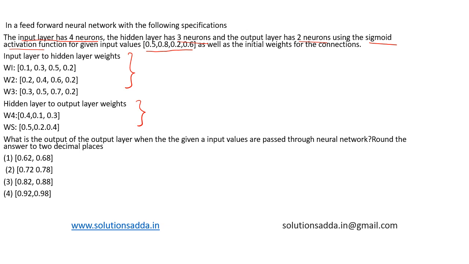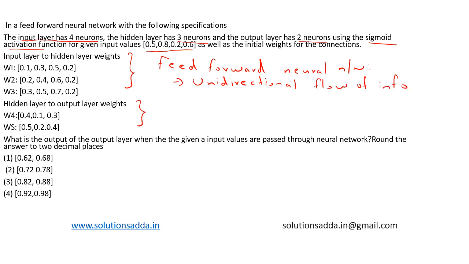And the question is, what is the output of the output layer when the input values are passed through the neural network? So first of all, there are two major concepts to understand here. First one is a feed forward neural network. Ideally, a feed forward neural network is a neural network that is characterized by the direction of flow of information between its layers. So it is a unidirectional flow of information.